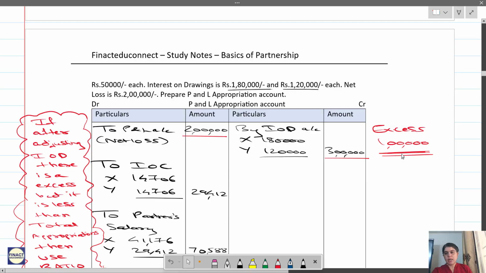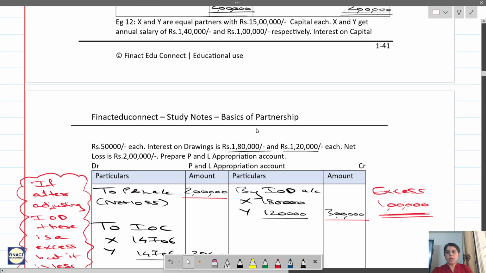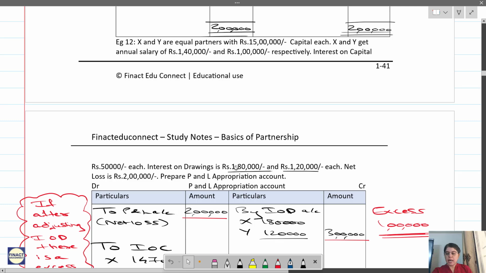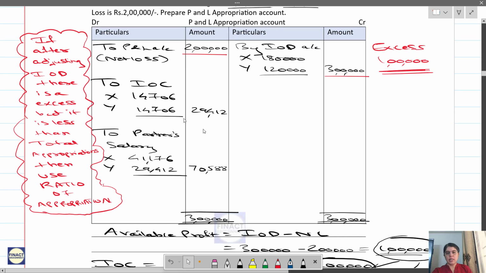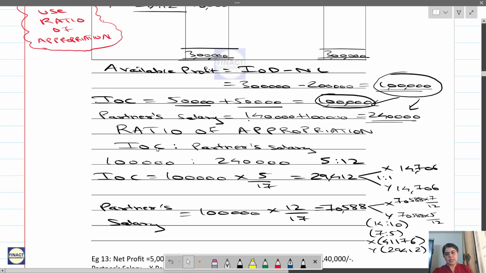Same thing we have done here. So 1 lakh was excess. So what we have done, that 1 lakh is not sufficient to pay your interest on capital and annual salary of the partner. So what we did is we calculated what is the ratio between interest on capital and partner's salary.